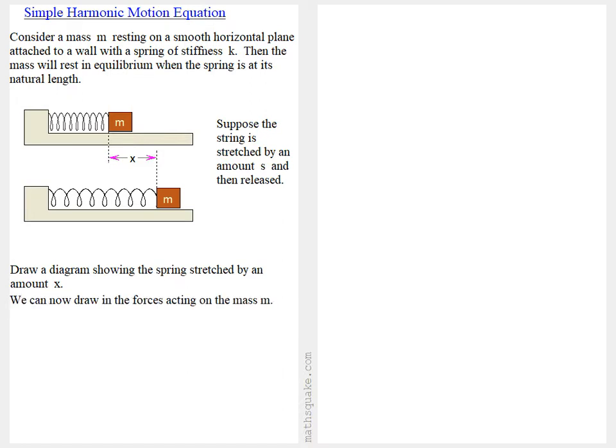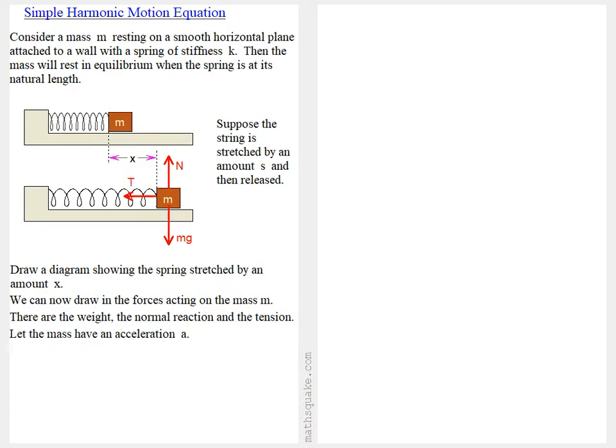We can now draw in the forces acting on the mass m. There'll be a weight mg acting vertically down. There'll be a normal reaction n acting vertically up. And there'll be the tension in the spring. Now let the mass have an acceleration of a. Our extension x is measured to the right, so that's our positive direction.